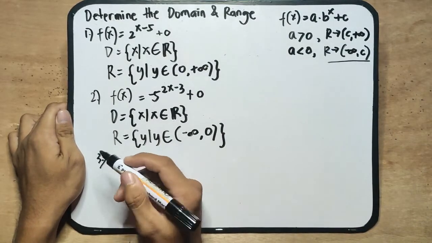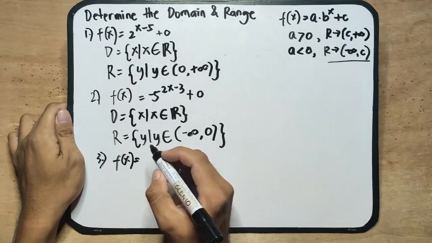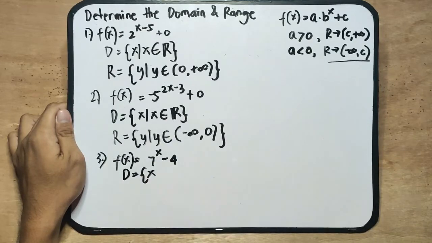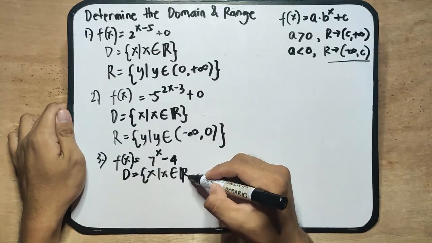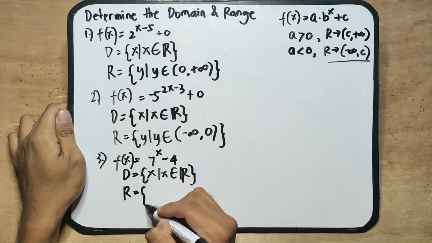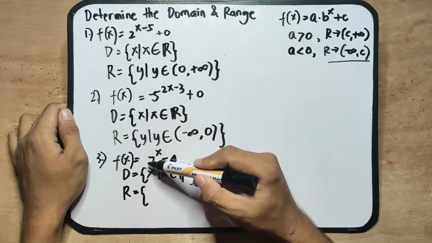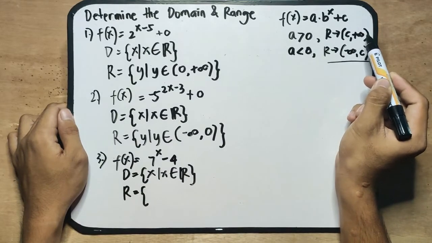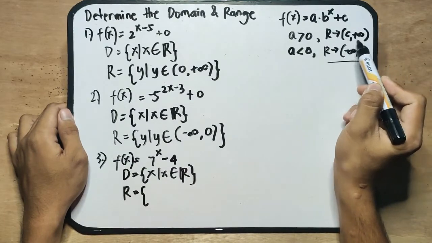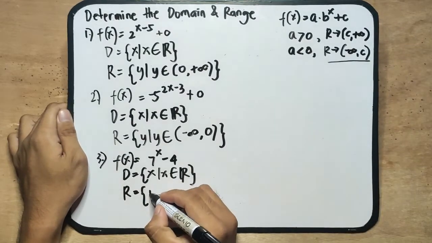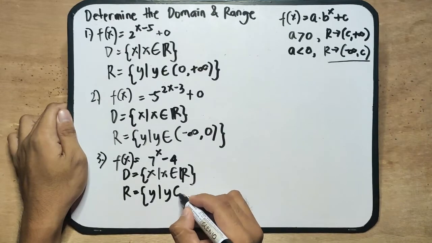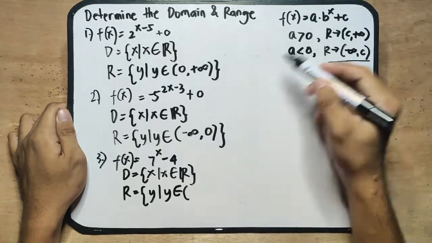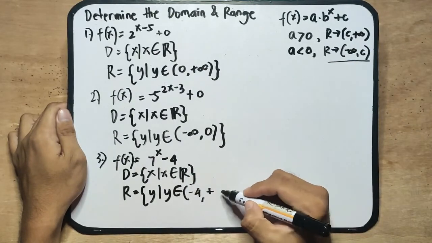So, our third item, we have f of x is equal to 7 raised to x minus 4. So, ang domain niya, as always, ay set of real numbers. At ang range naman ay nakadepende sa a and c. So, ang a dito, positive siya. Understood na a is greater than 0. So, ang range niya, it takes the form c to positive infinity, yung interval na yan. So, ang range niya, set of all y's such that y is an element of. So, we have the value of c here is negative 4. So, from negative 4 to positive infinity.